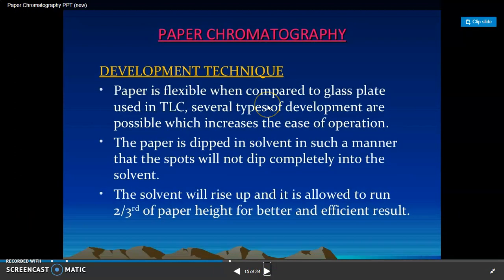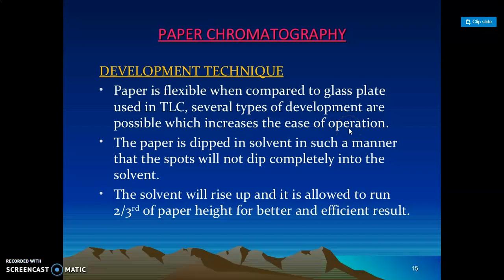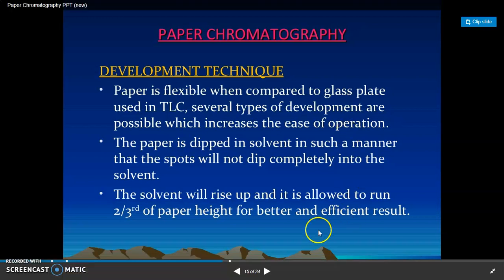So next one is the development technique, how the development is occurring, okay. Paper is flexible when compared to the glass plate used in TLC. Several types of development are possible with ease of operation, okay. In TLC we use glass slides and coat silica or alumina on them. But paper, when compared to glass, is more flexible. It can be bent or used in different ways for development, okay.